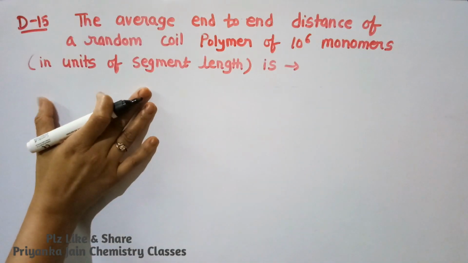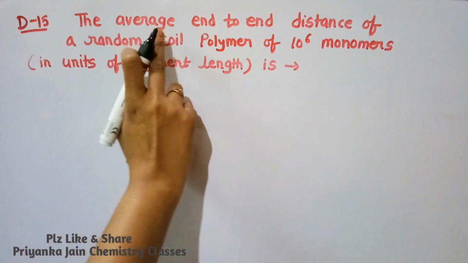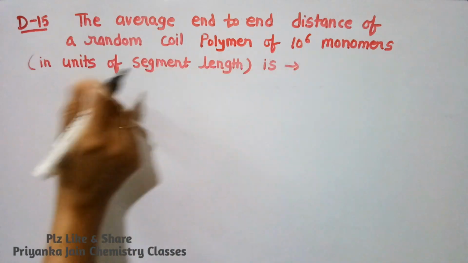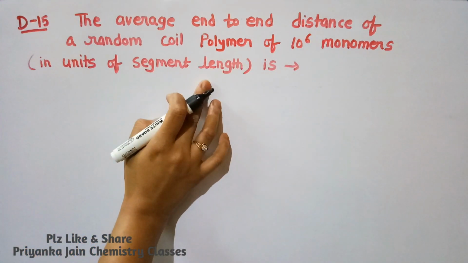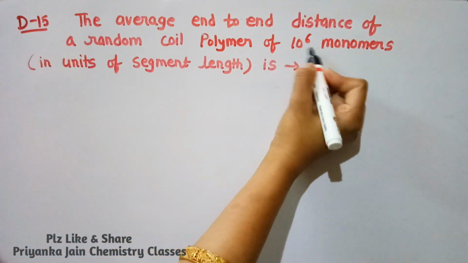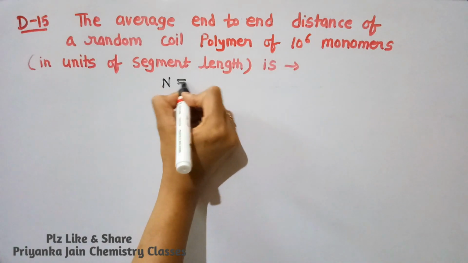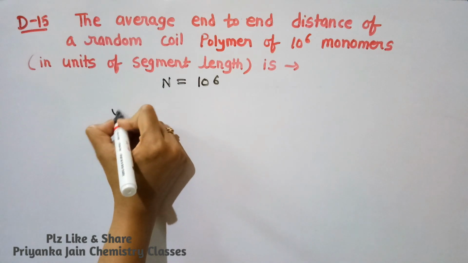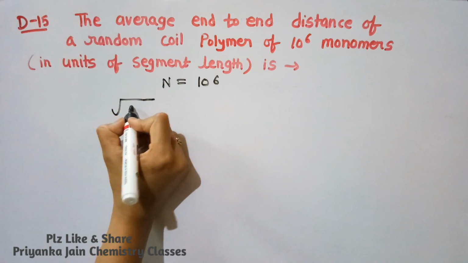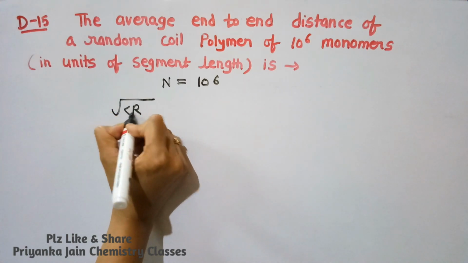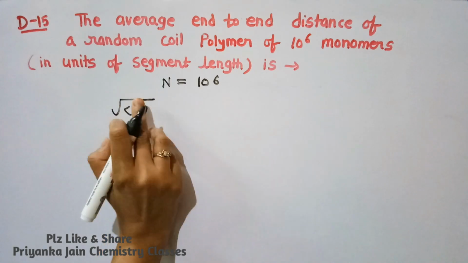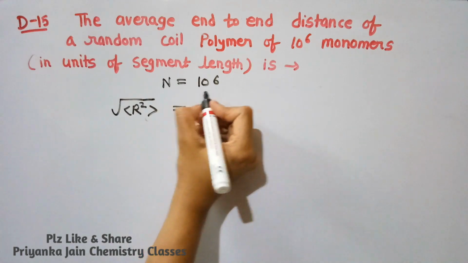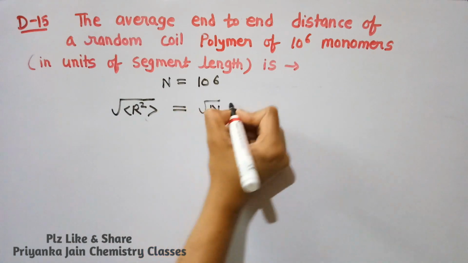Okay, now see this question from December 2015. The question is: the average end-to-end distance of a random coil polymer of 10 to 6 monomers in unit of segment length is. Okay, now what is given to us? We have given n. N is equal to 10 to power 6. Now what formula we have to use here? This formula, root of R square, is equal to root of n L.